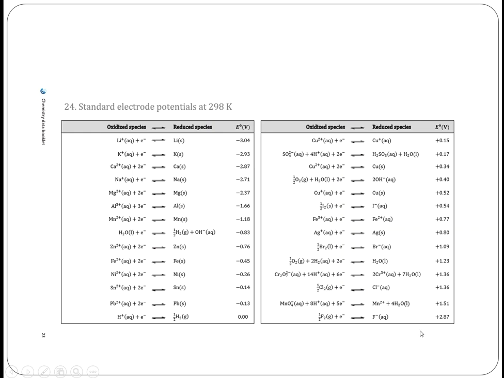Here's our table of potentials. And again, the more negative this value is, the less likely this process is to occur. So lithium ions are very unlikely to be reduced, whereas fluorine, the element fluorine, loves to take electrons, so it's very likely to be reduced. And these are all reduction potentials, but we could flip any one of them to figure out what the oxidation potential would be.